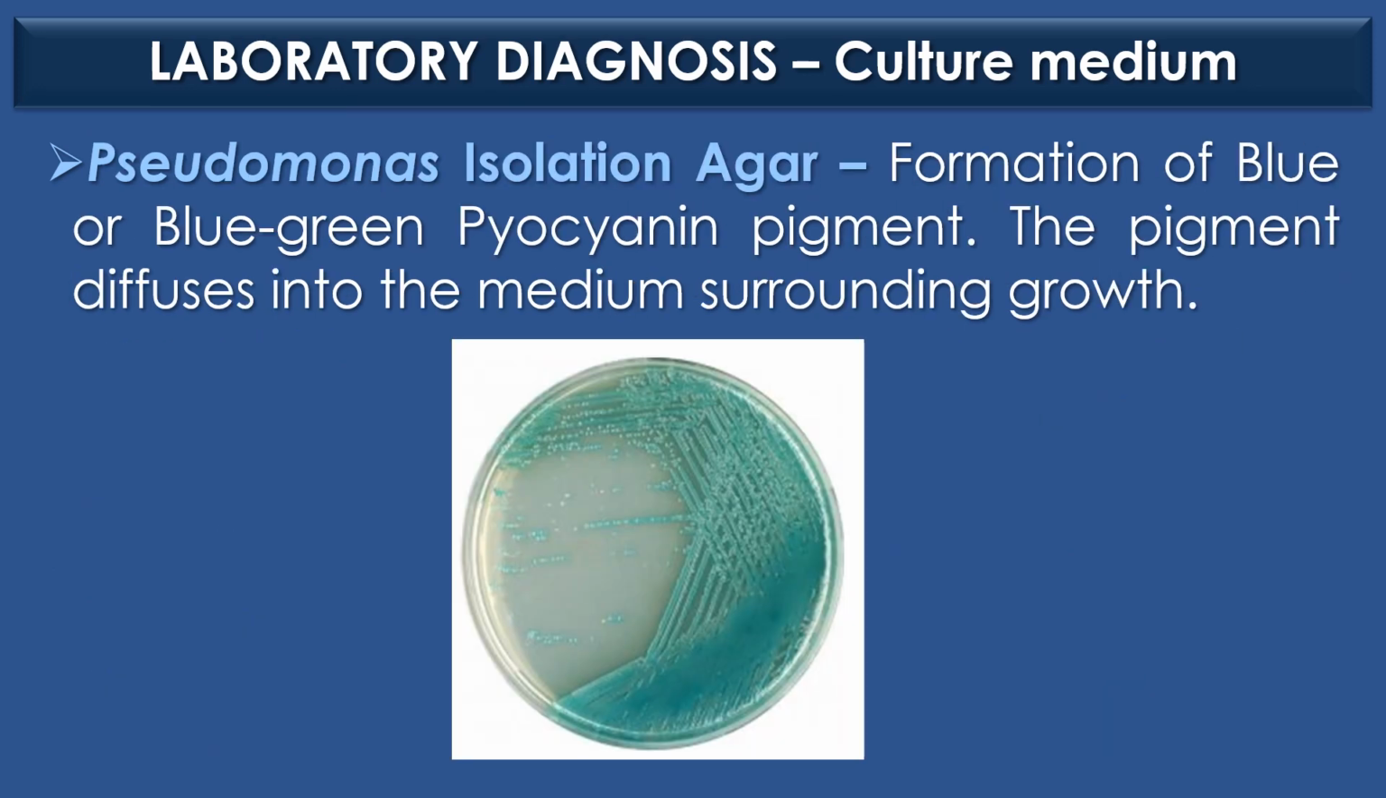Pseudomonas isolation agar. Pseudomonas isolation agar is used for the isolation of Pseudomonas aeruginosa and other Pseudomonas species. This medium is selective and formulated to enhance formation of blue or blue-green pyocyanin pigment by Pseudomonas aeruginosa. The pigment diffuses into the medium surrounding growth.